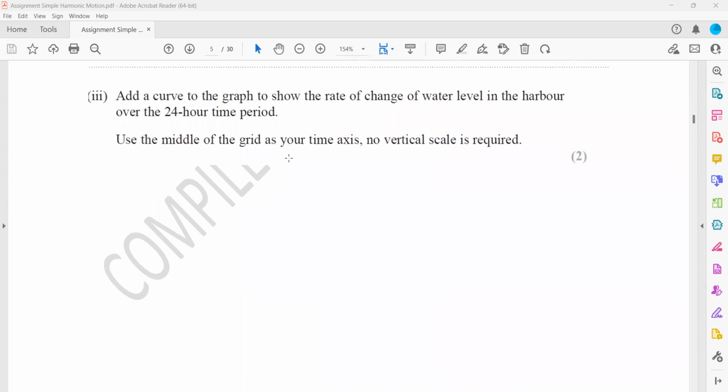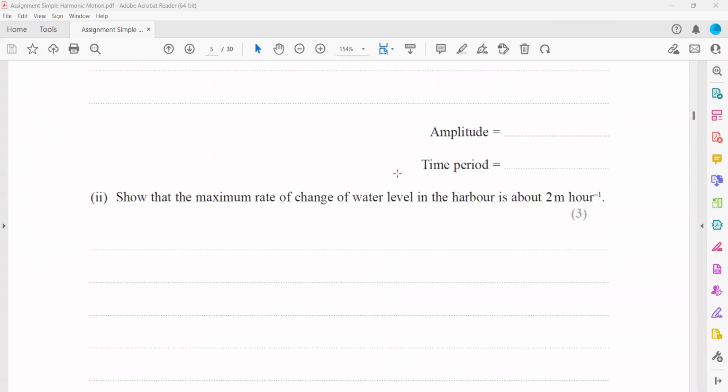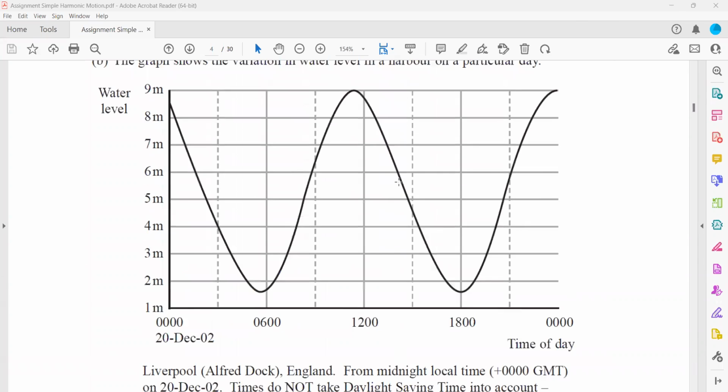The next, add a curve to a diagram to show rate of change of water level in a harbor over a time period. So rate of change of water level means we want to make a velocity time graph. You use the middle of the grid as your time axis, no vertical axis required. So first, because this is a displacement time graph, you have to identify when it was starting with a maximum. So the displacement time graph is a cosine graph.